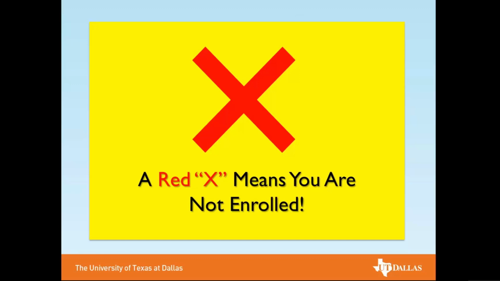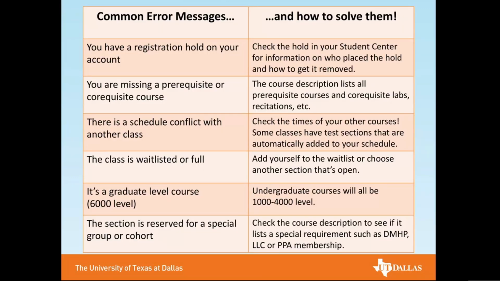Let's take a look at the more common error messages that we see. These are the most common reasons for not being registered. A registration hold will prevent you from adding any courses. You must meet all prerequisites and co-requisite requirements, so be sure to read the prerequisites and co-requisites listed in the course description. If you are missing, for example, UNIV 1010, and this is more for our incoming freshmen, if it's missing from your schedule, check with an advisor on how to proceed.